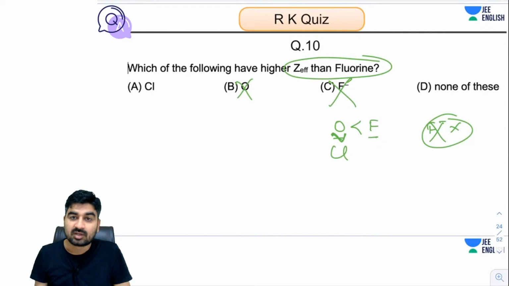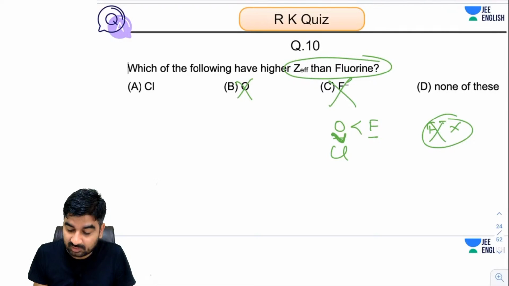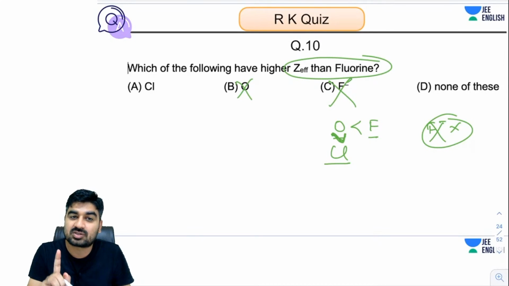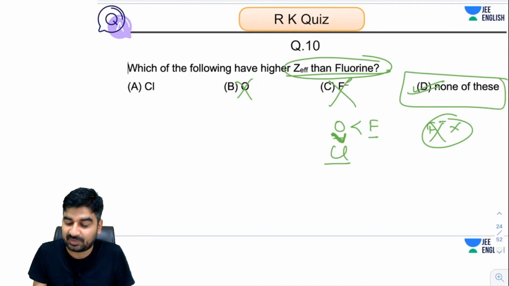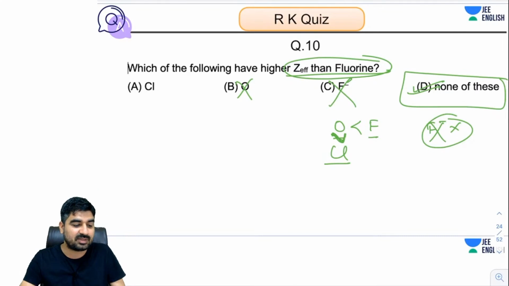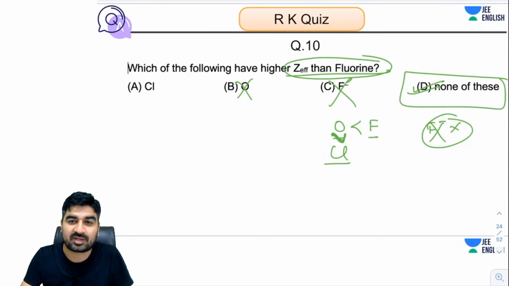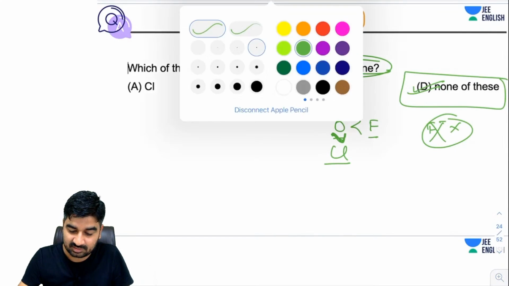Right? So chlorine belongs to the third group. So I can say among the given elements or ions, there is not a single ion which has Z effective higher than fluorine. So the answer will be none. It will be D. The answer will be none. I hope you got my point. Right?